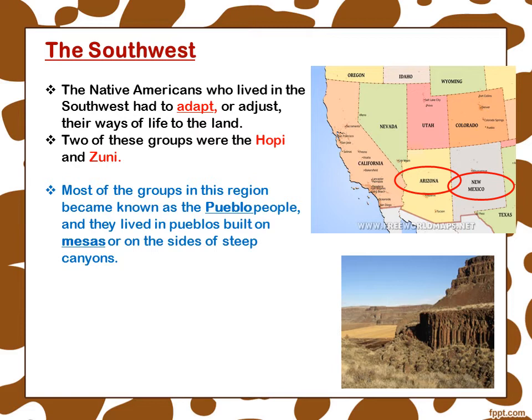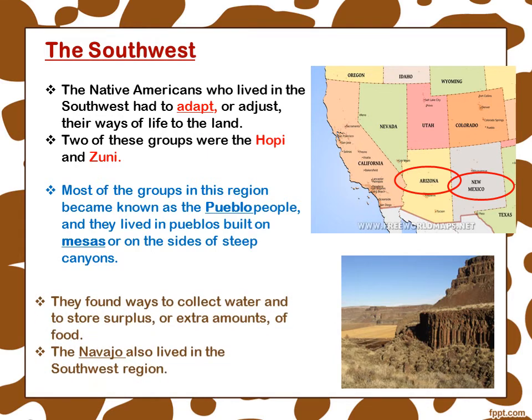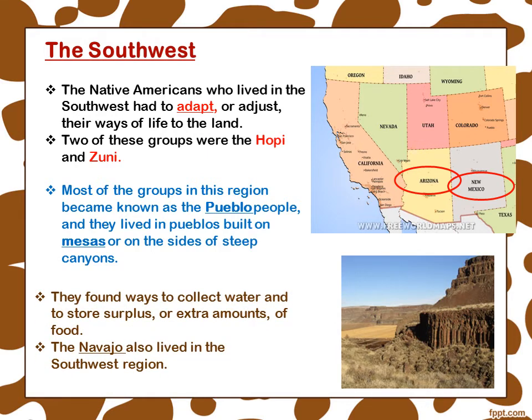Like their ancient Puebloan ancestors, they live in pueblos built on mesas or on the sides of steep canyons. Okay, so look at the picture of a mesa here. It is a landform, by the way, smaller than a plateau. And even in the dry environment, Grade 5, the Pueblo people were able to grow their staple or main foods like corn, beans, and squash. They also found ways to collect water and to store surplus or extra amounts of food.